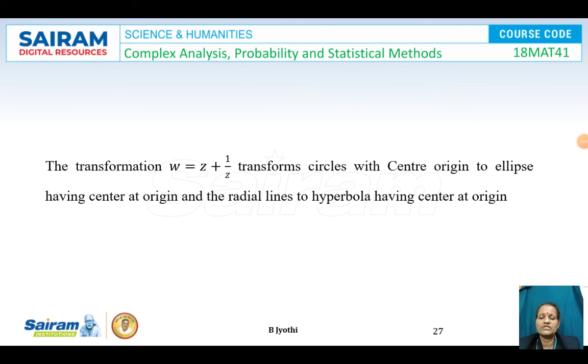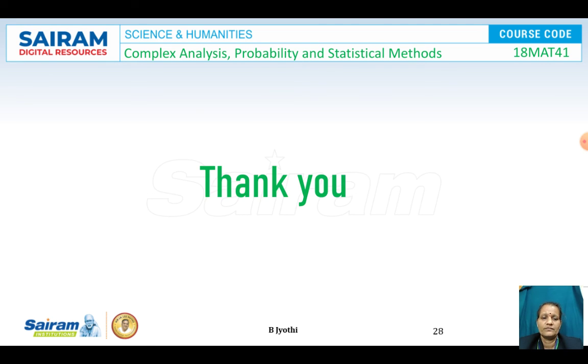Thus the transformation w is equal to z plus 1 by z transforms the circle with center the origin to ellipse having center at the origin, and the radial lines to hyperbola having center at the origin. These are all the transformations which are very important to learn. Thank you.